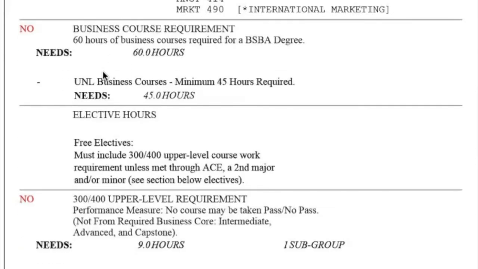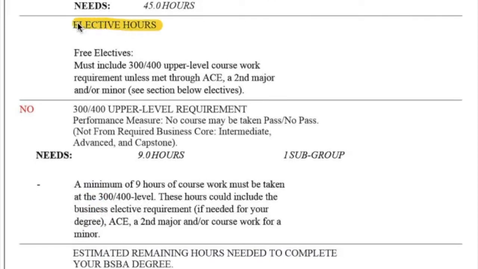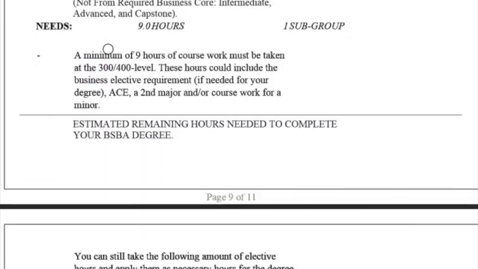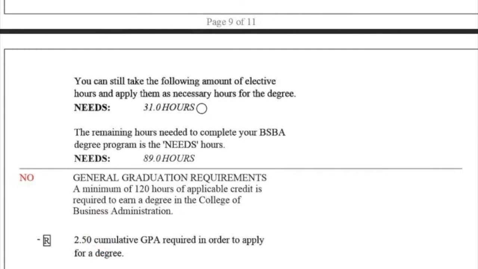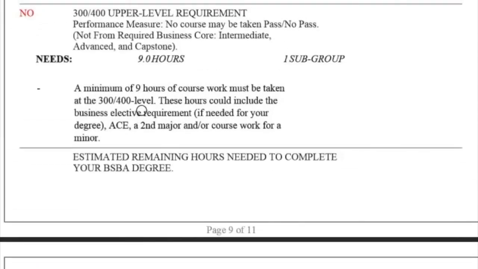As we continue to scroll down, you will see your electives. Every business major has a different number of electives. As you can see here, a business administration major requires 31 hours of electives that need to be completed, and of these 31 hours, 9 of these elective hours need to be at the 300 or 400 level.